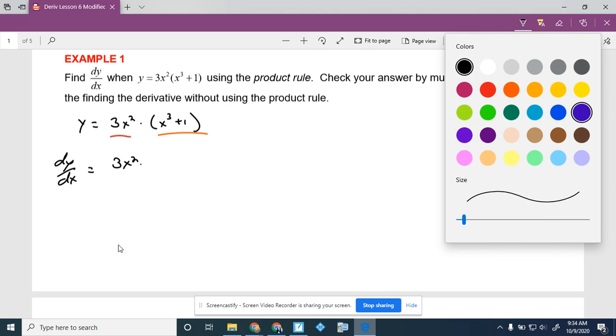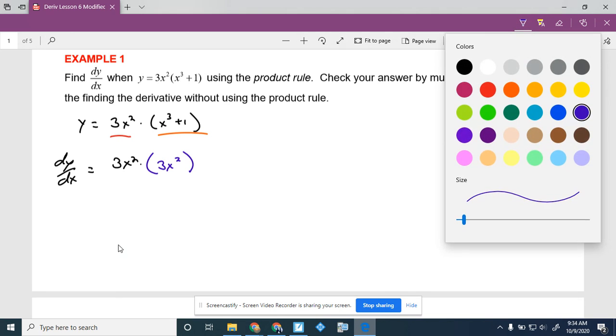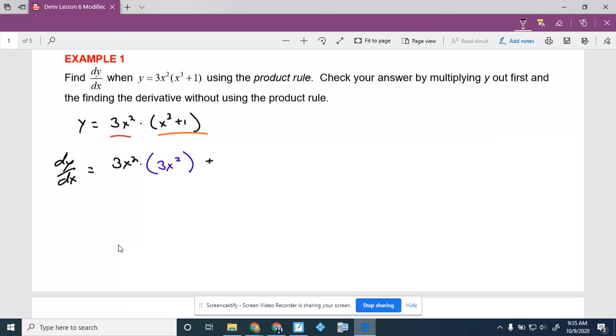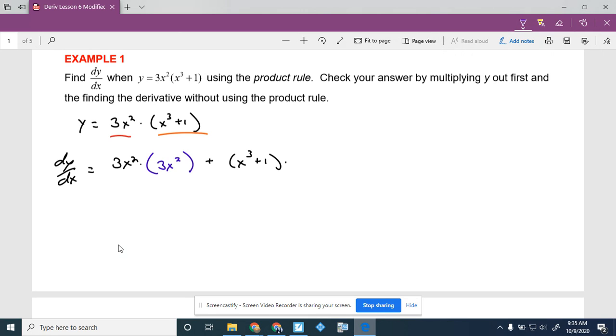The derivative of the second, the derivative of x cubed plus 1, is going to be 3x squared plus 0, because the second is a sum, so it's a sum of derivatives. That's just going to be 3x squared. Then plus the second, so I'm going to wrap that up, the second times the derivative of the first. And the derivative of the first, the 3x squared, is just going to be 6x to the 1.